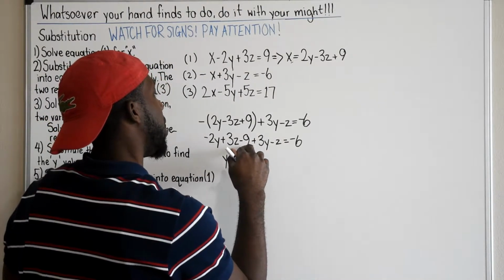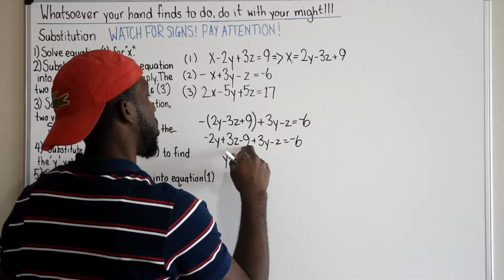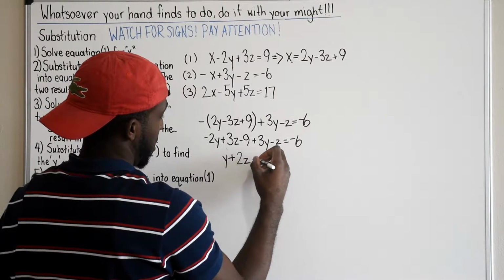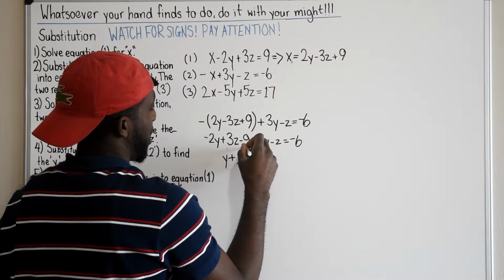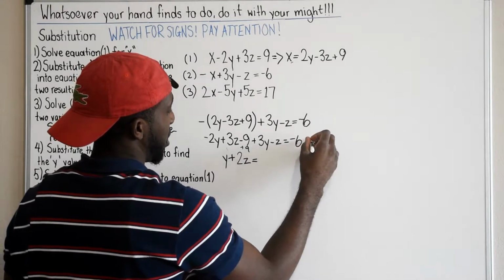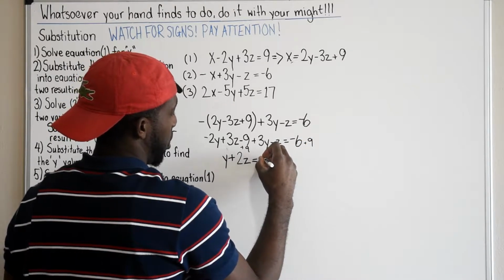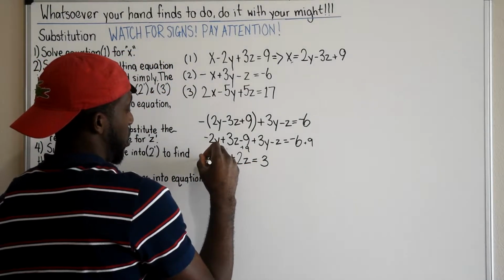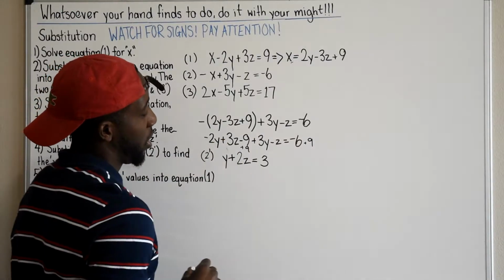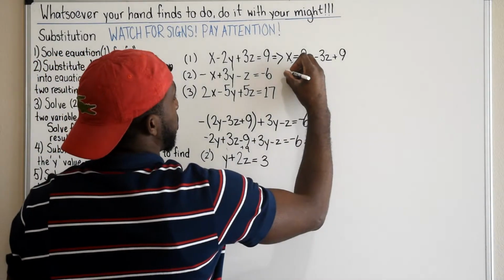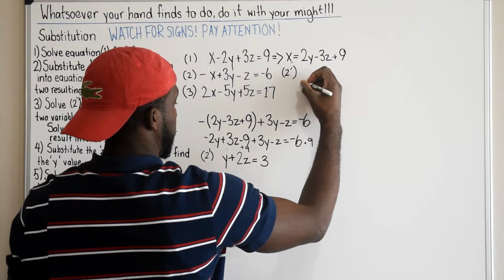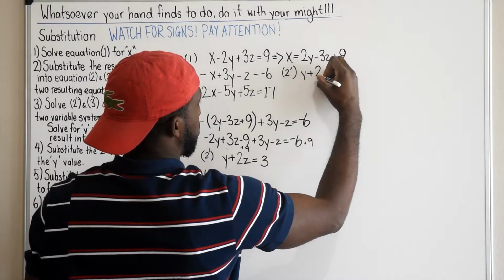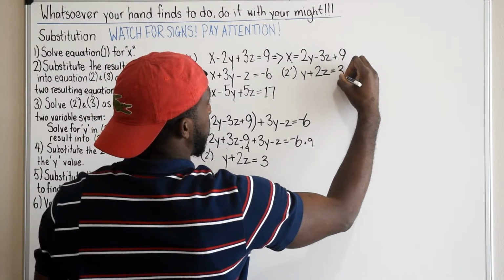And then I have negative 9 right here. So I'm going to go ahead and put that 9 on this side, and I'm going to change it to get rid of it on this side. I've got to add 9. I'm going to add 9 on this side. So I'm going to get 3. All right. So this right here is now 2 prime. So I'm going to go ahead and write it right here. 2 prime is y plus 2z equals 3.